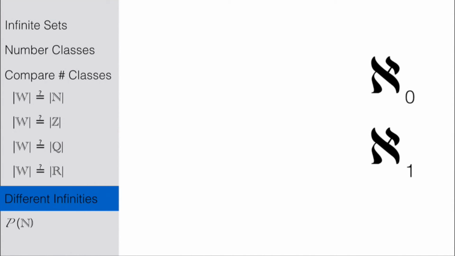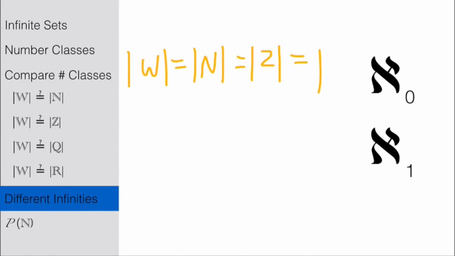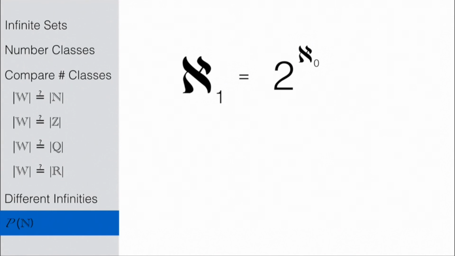Mathematicians use the Hebrew letter aleph to denote these different sizes of infinity with a different subscript. So we just showed that the size of the whole numbers is the same as the size of the natural numbers, which is the same as the size of the integers, which is the same as the size of the rational numbers, which is all equal to aleph with a subscript of 0, which can be said aleph naught or aleph null. Then we showed that there was a bigger infinity, the size of the real numbers, and this is equal to aleph 1. The values of aleph 1 and aleph naught are related to each other by this equation.